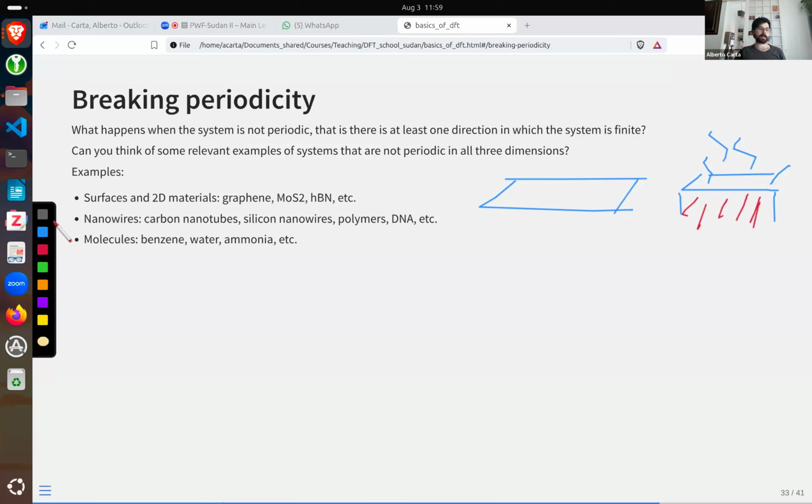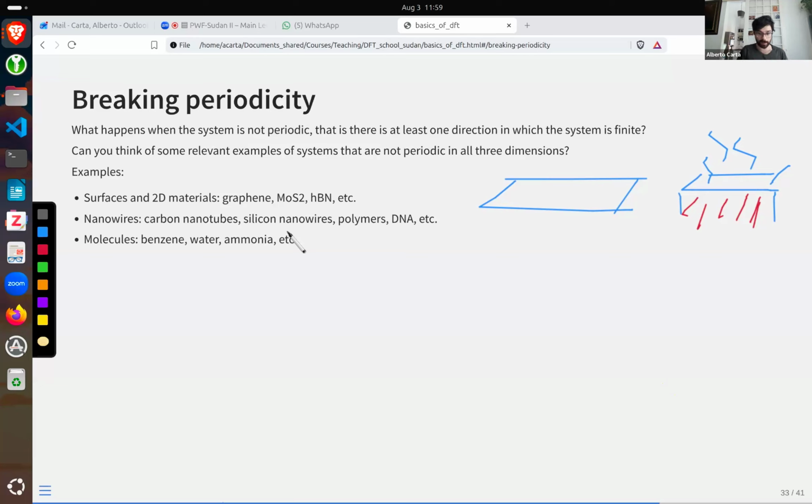0D systems, as I said, just means that they are confined in all dimensions. This would mean molecules: benzene, water, ammonia. But not only that. So we look at situations where 0D systems are also, for example, defects in solids.